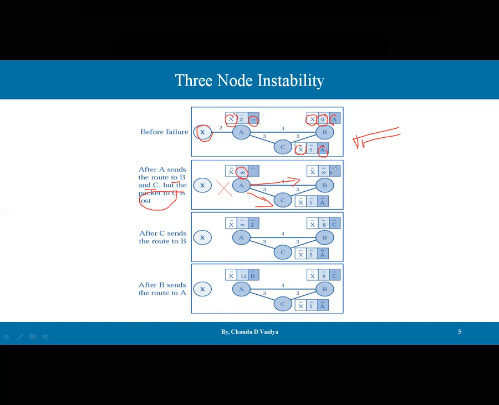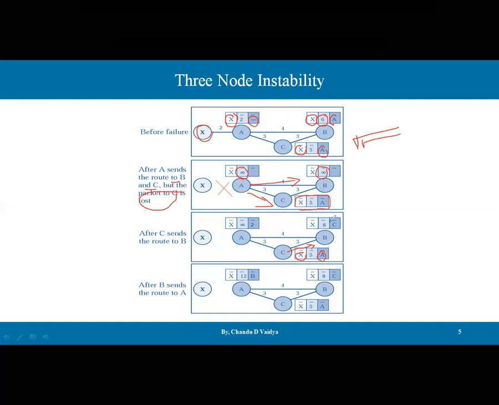He's sending a message to B, and B is also updating his table. So he's maintaining the infinity, but C has not received that particular update in time. Let's say that after C sends the route to B, C says, I have a path to reach X, and B accepts that. C says, I have a path to reach X via A, and the cost is 5. Please take this value, and B accepts.